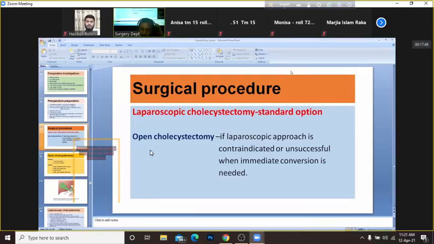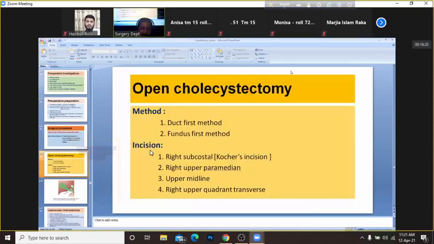So cholecystectomy may be done laparoscopically, and secondly, open cholecystectomy. Open cholecystectomy sometimes needs to be done if the laparoscopic procedure is contraindicated, or the laparoscopic procedure becomes unsuccessful, or the laparoscopic procedure creates a perioperative complication that needs to be corrected by open procedure. So in those situations, we have to do the open cholecystectomy. Cholecystectomy means removal of the gallbladder, excision and removal.